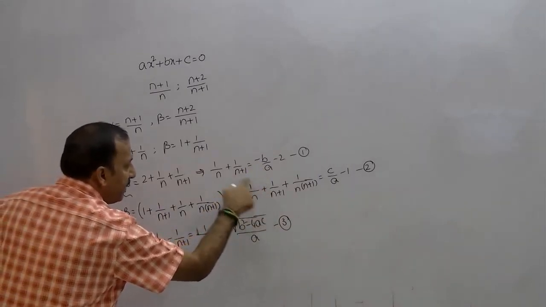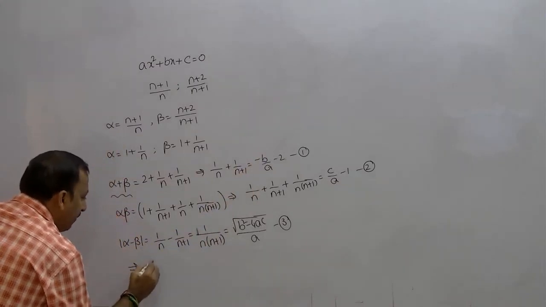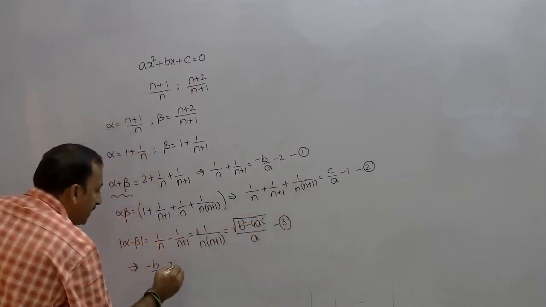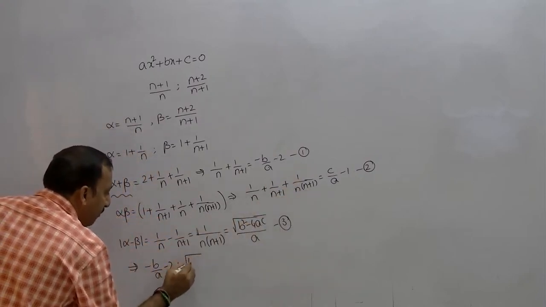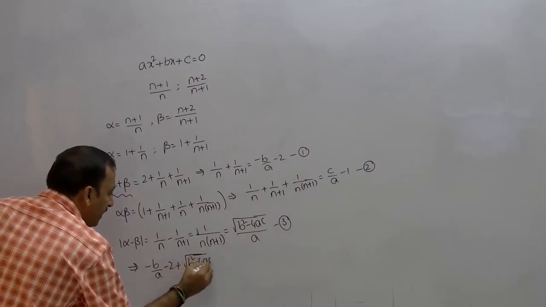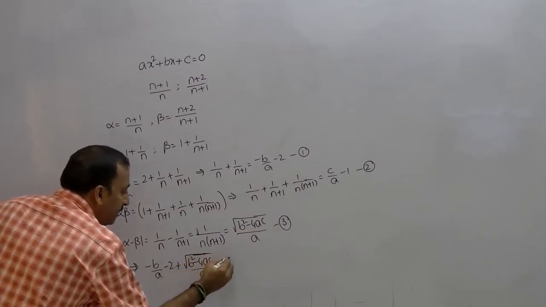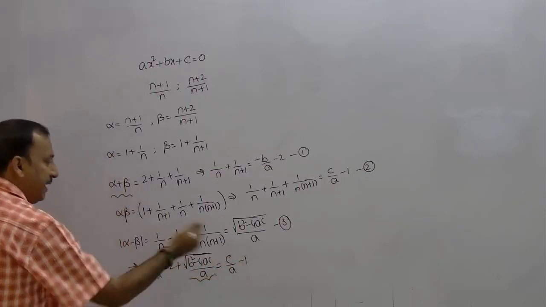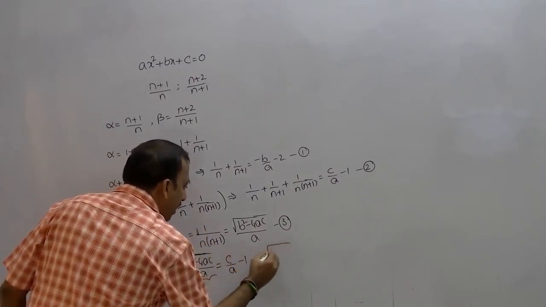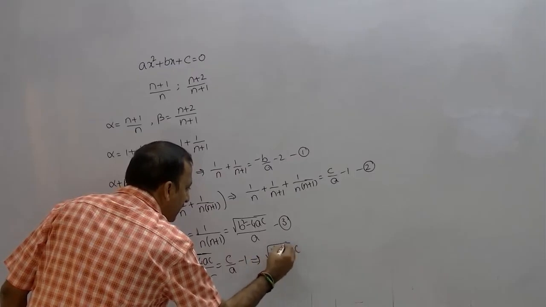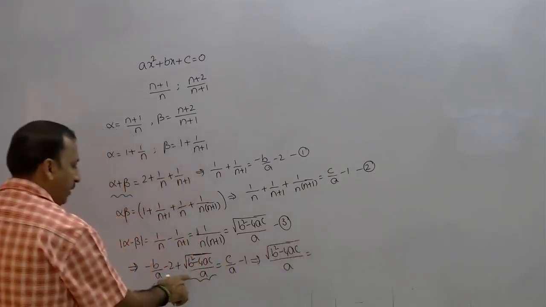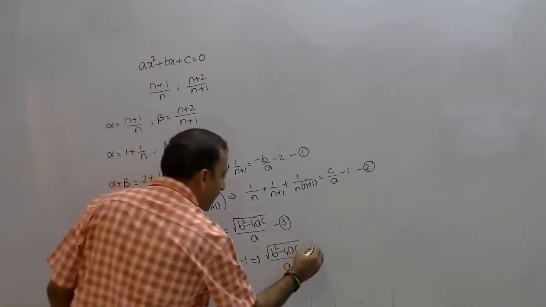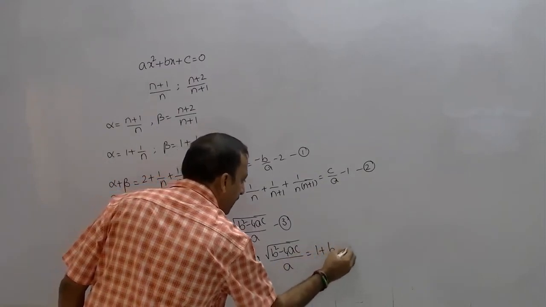Substitute the values of 1 and 3 in the second equation. 1 by n plus 1 by n plus 1 is replaced by minus b by a minus 2. 1 by n into n plus 1 is replaced by plus root of b square minus 4ac by a, is equal to c by a minus 1. Keep this one term in the left hand side and take these two terms to the right hand side. Root of b square minus 4ac by a is equal to, taking these two terms to the right hand side, this becomes plus 2, 2 minus 1 is 1, 1 plus b by a plus c by a.